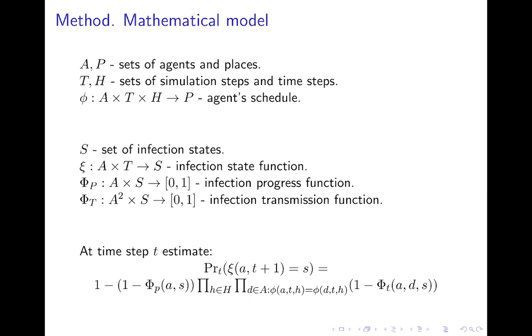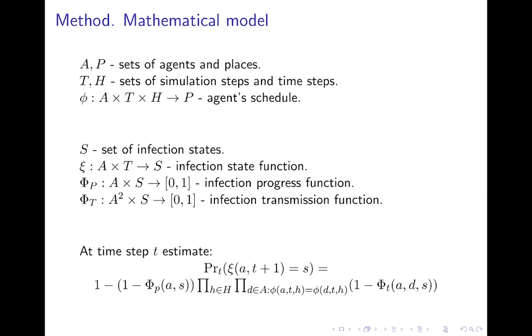Infection state can change as the result of 2 processes. First, the process occurring inside each agent's organism. For example, an infected agent can recover by itself. To model this process, infection is specified by the infection progress function phi_p.